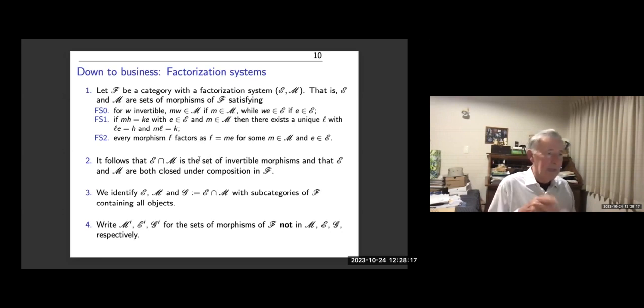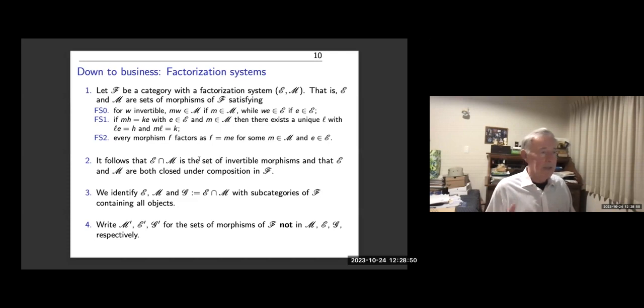E, the script E, consists of the epimorphisms and M of the monomorphisms. They don't always form, in any given category, a factorization system, but okay, so E is a class of maps and M is a class of maps. Thinking of M's as special monomorphisms, E's as special epimorphisms. And the axioms for a factorization system are that if you take an M and compose on one of the sides with an invertible thing, it's in M again.